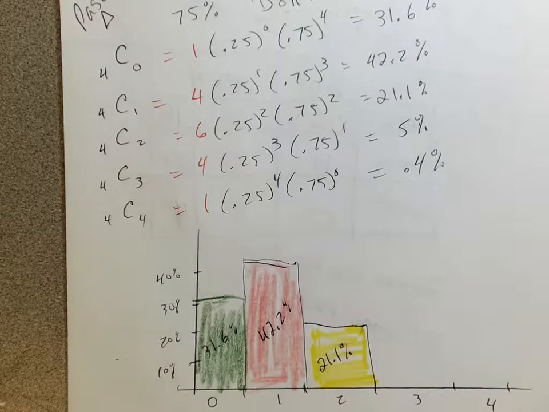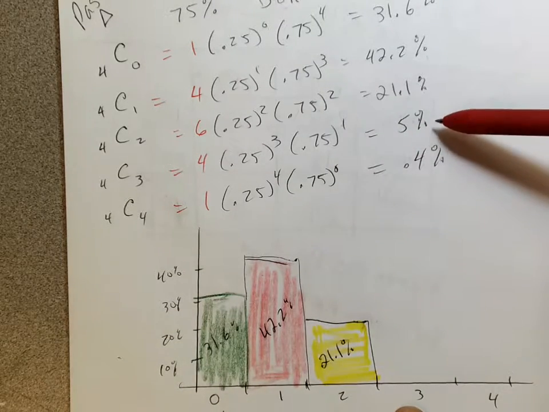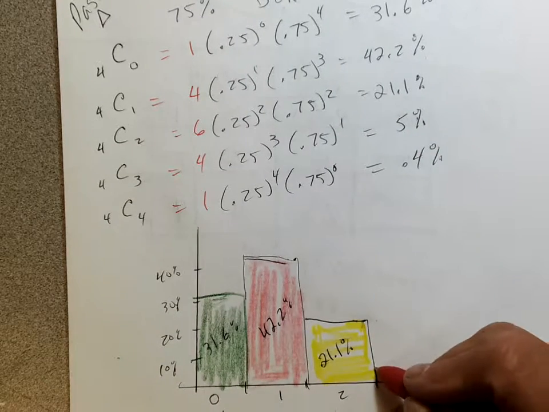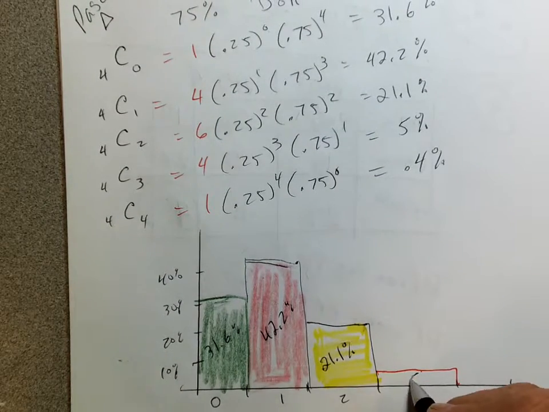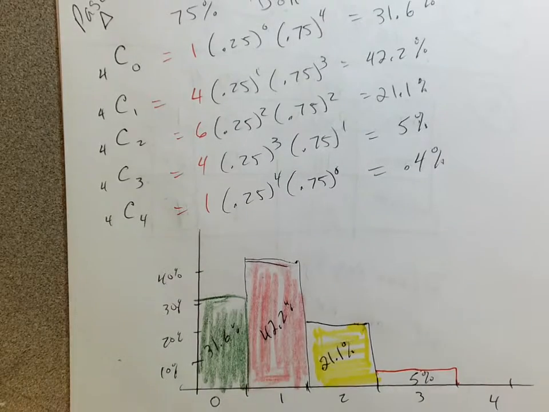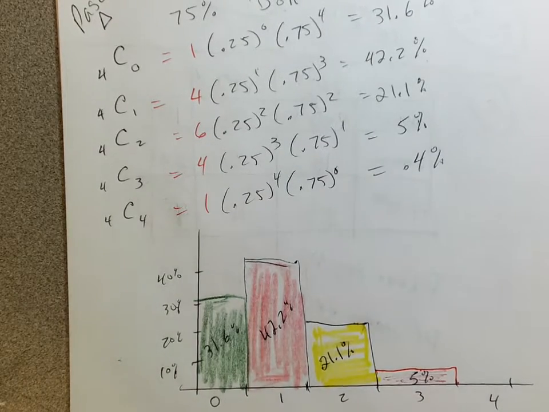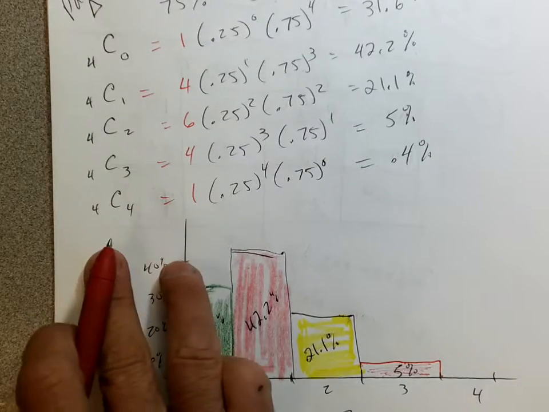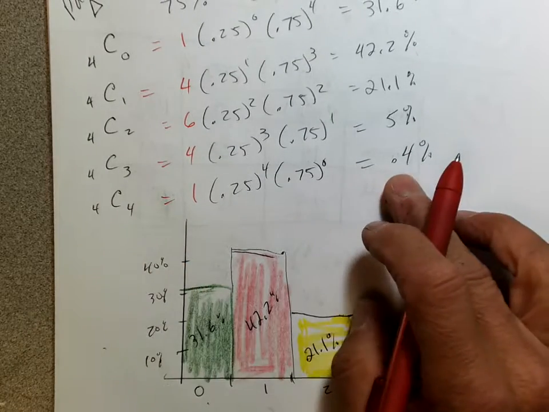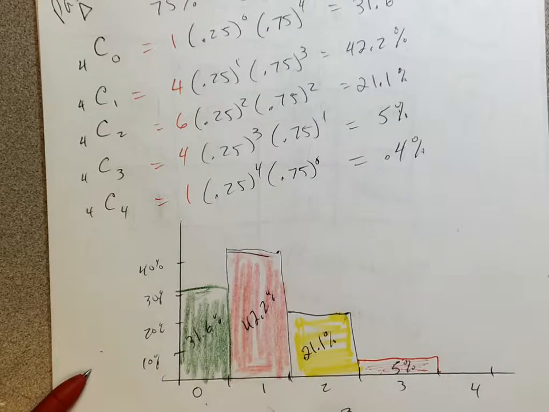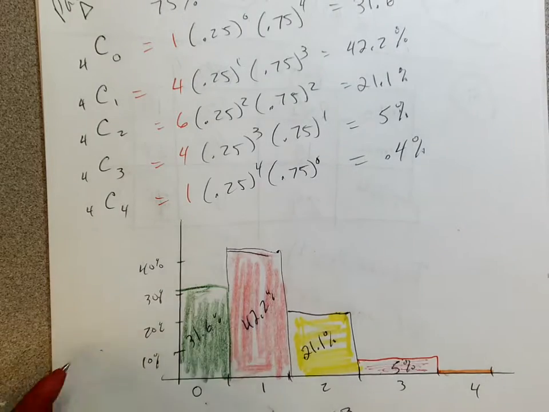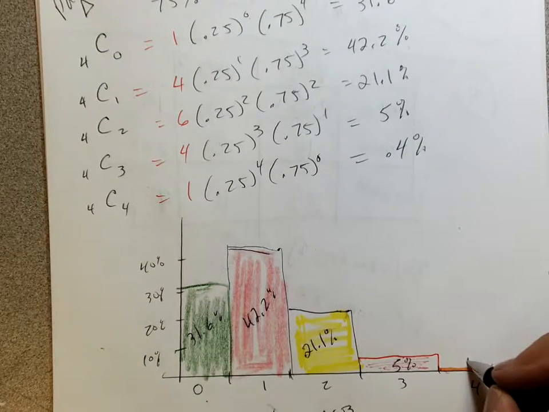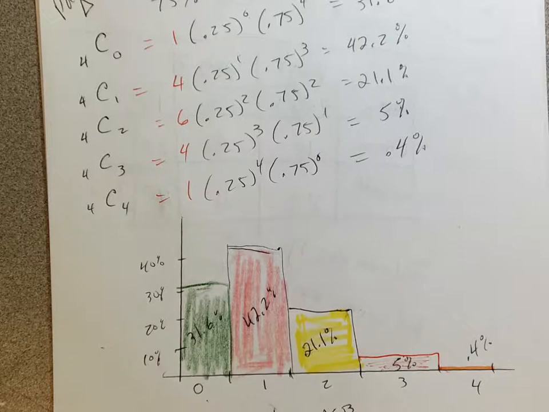I'm going to go 3 kids have an ASB. The probability is about 5%. That's pretty low, so we're going to go all the way down to 5%. Color that in. And then 4 kids that have an ASB, not even a 1%. So it's going to be hardly anything, just sliding it right on down. Just a little nub down there. And that's my 0.4%.